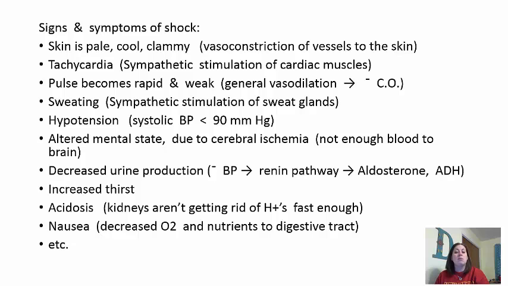You'll see decreased urine output. Anytime we have decreased blood pressure, that renin pathway and aldosterone, as well as antidiuretic hormone, is going to tell the kidneys to hold on to as much water as possible. Well, this decreases urine production. We also see that this will trigger the thirst mechanism and cause the patient to feel thirsty. It can also cause acidosis, where the kidneys aren't getting rid of the hydrogens fast enough, and so the blood starts to become more acidic. This creates a problem, because as the blood becomes more acidic, it's also harder for the blood cells to carry oxygen. It can also cause nausea. This is where decreased oxygen and nutrients to the digestive tract takes place, and the list can go on and on. But these are just some signs and symptoms of shock.